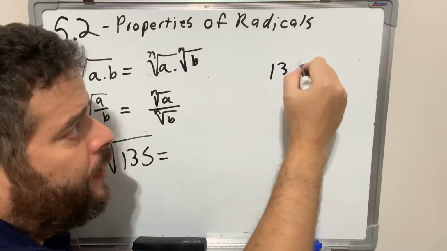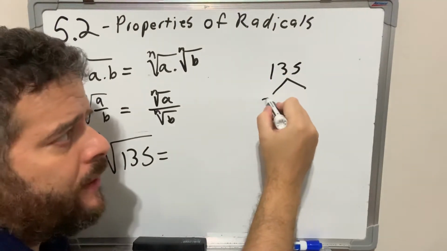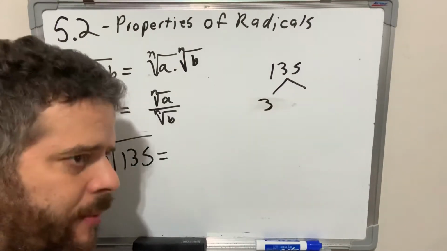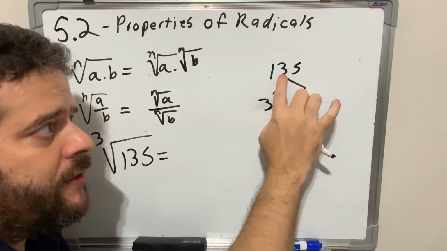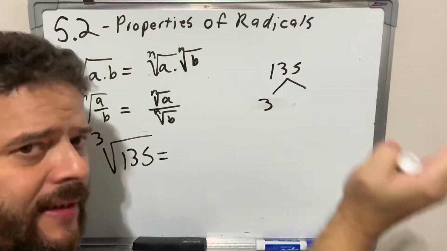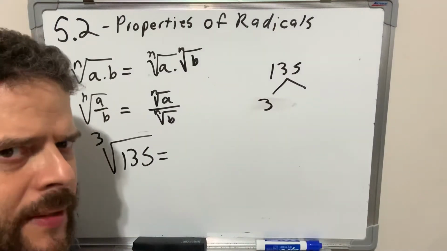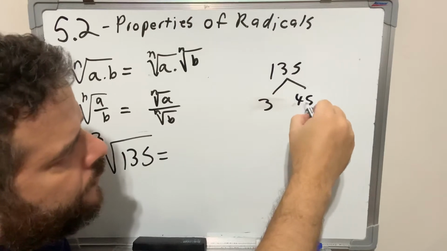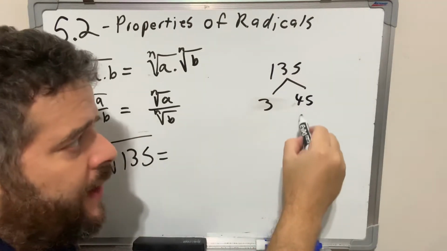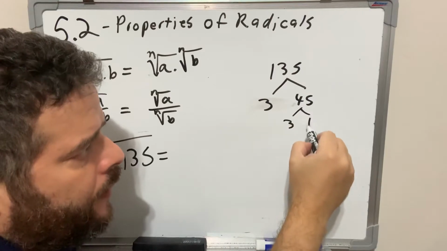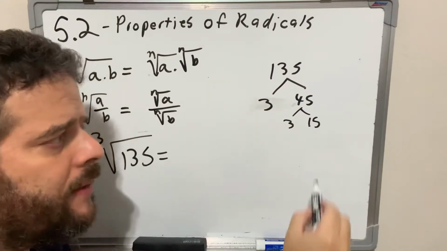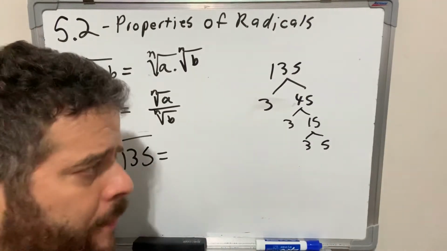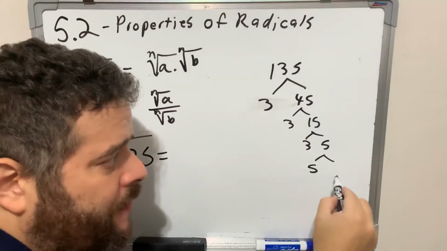So I begin with 135. I cannot divide by 2, so I continue. 3. This can be divisible by 3. How do I know? 5 plus 3 is 8, plus 1 is 9. 9 can be divided by 3. This number can be divided by 3. And the answer is 45. 45 can be divided by 3. 3, 15. 15 can be divided by 3. 3, 5. 5 can no longer be divided by 3, so I divide by 5, 1.